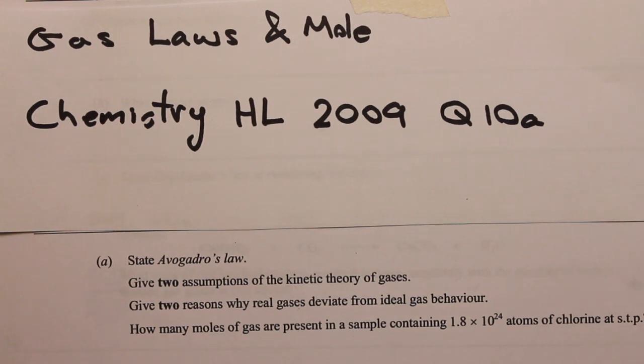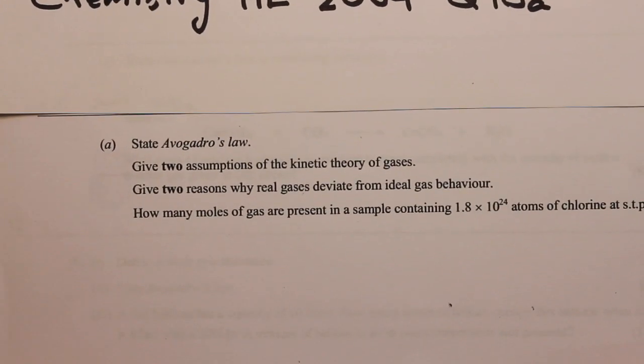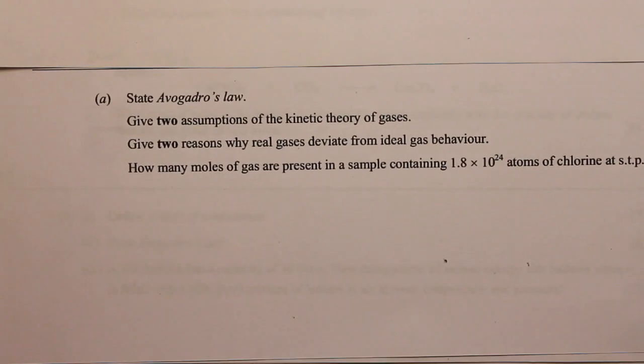This is a past Leaving Cert question, Chemistry Higher Level 2009, question 10a. And this is on gas laws and the mole. So the first question is asking us to state Avogadro's law. Then we're asked to give two assumptions of the kinetic theory of gases. And then we're to give two reasons why real gases deviate from ideal gas behaviour. And finally, we're going to be asked a maths question to calculate the number of moles of gas present in a sample containing 1.8 by 10 to the 24 atoms of chlorine at standard temperature and pressure.